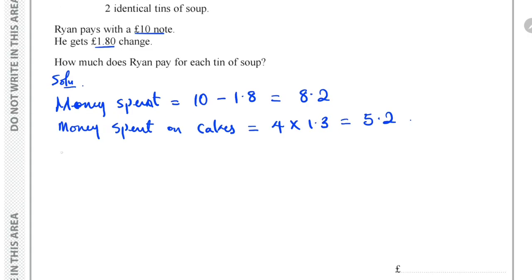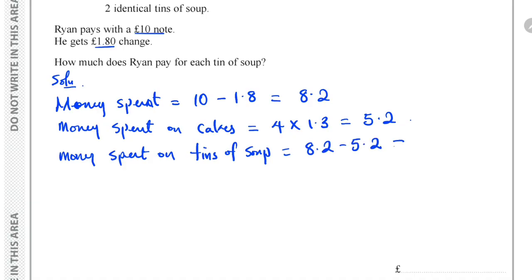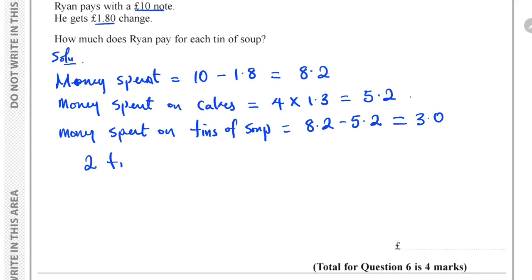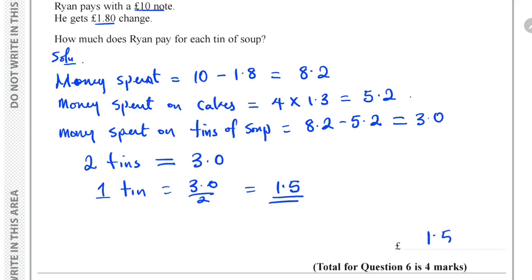Okay, good. So money spent on soup, tins of soup, will now be 8.2 minus 5.2. And the answer is 3.0, right? So it therefore means that two tins actually cost 3.0. So one tin will now be 3.0 divided by 2, and you're going to have 1.5. So the answer is actually 1.5.